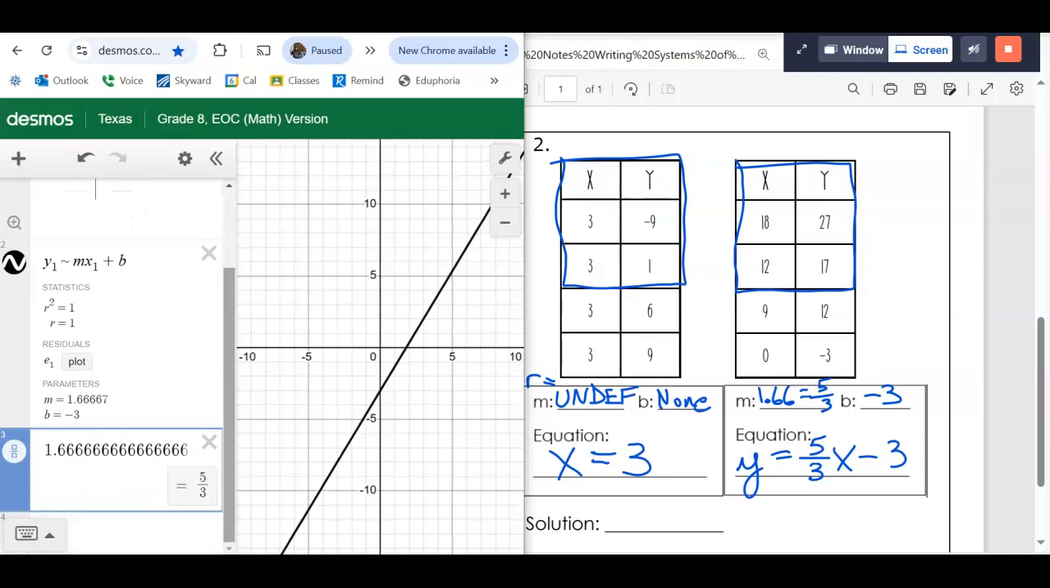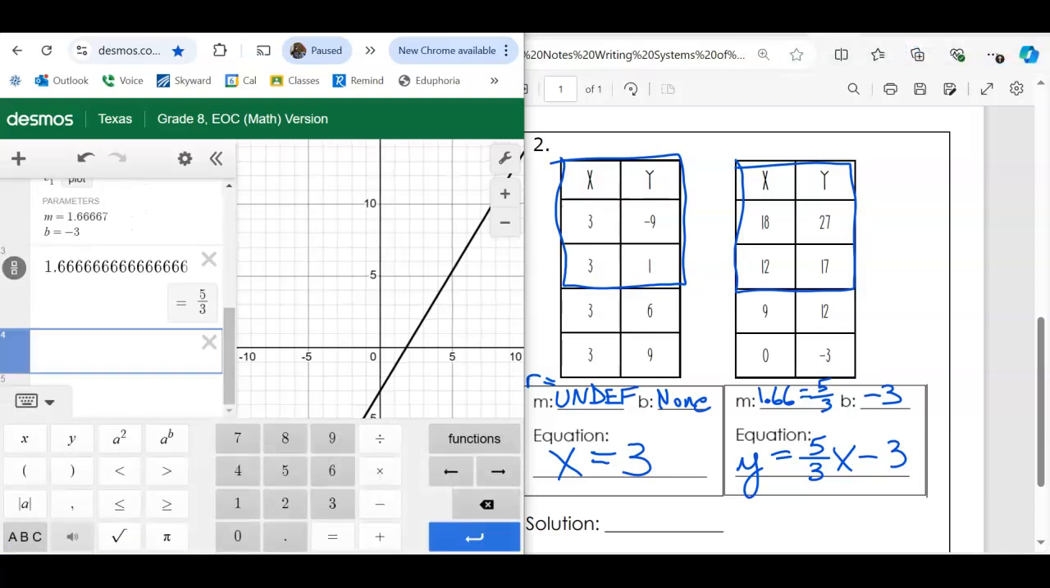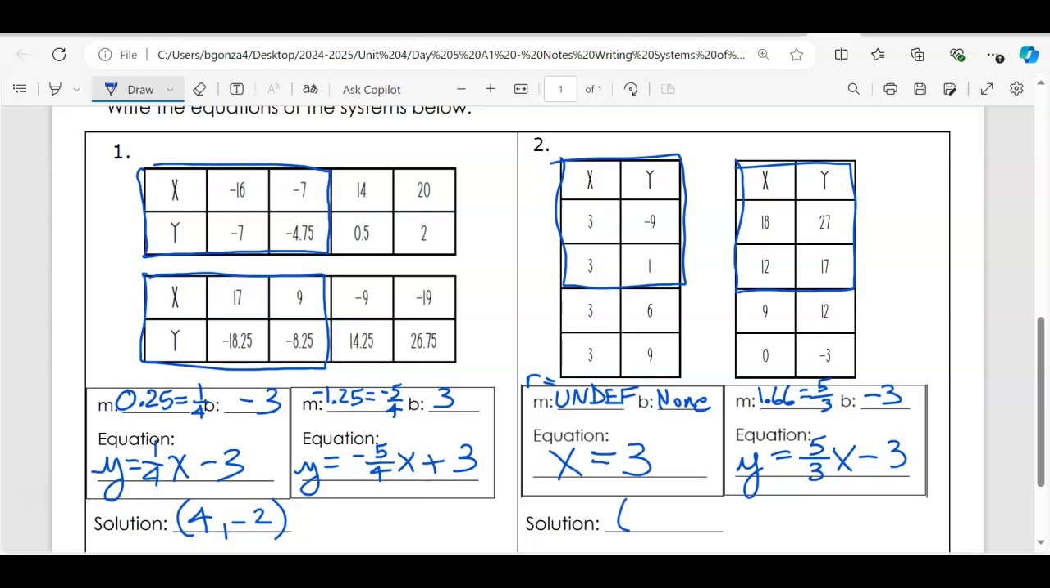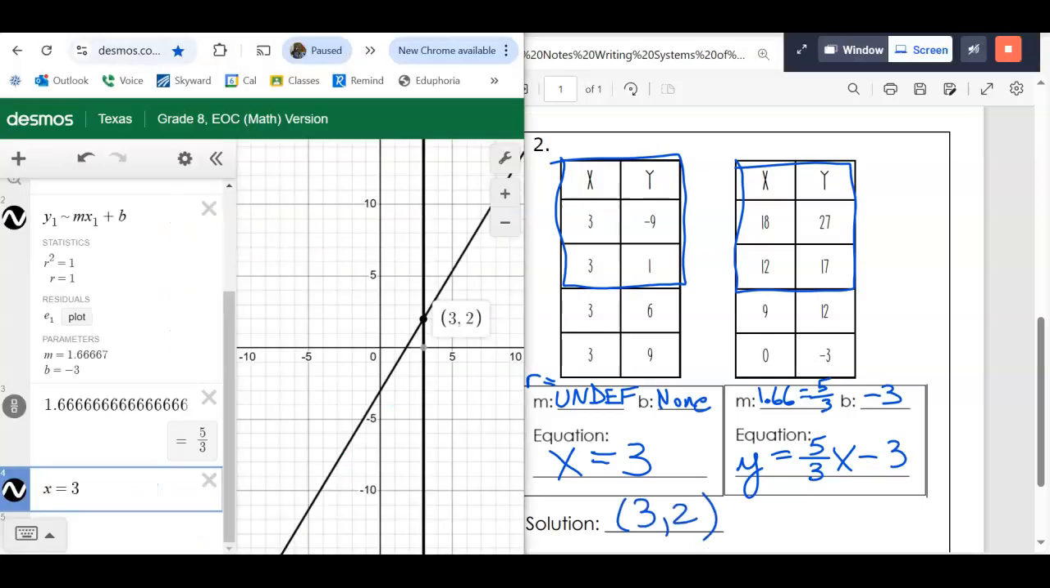Now, this second equation, 5 over 3x minus 3, is already graphed in black here. So now I'm going to just type in the first equation, which we said is x equals 3, the vertical line that's undefined slope. X equals 3. And now I can see that I have two lines that are touching right here at 3, 2. Again, there it is on the graph. You can see it.